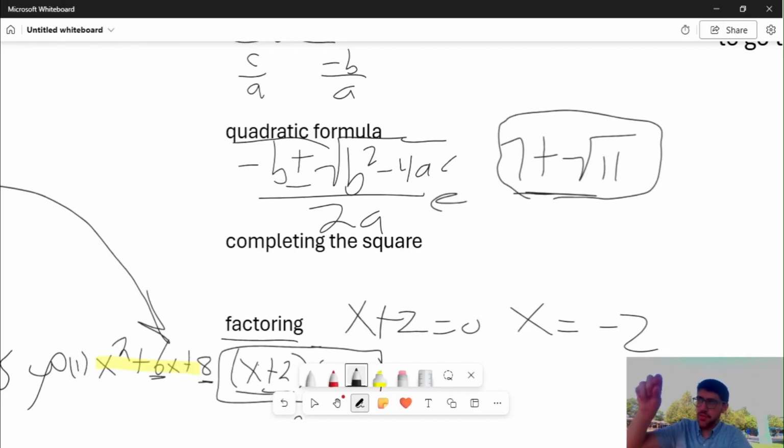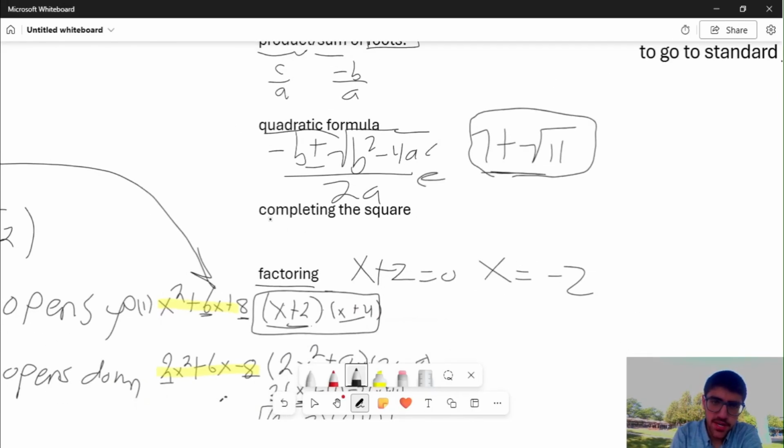Because Desmos on the graph is not going to give you 7 plus square root 11. It's going to give you maybe 10.31 something, and something like that. So based on what you prefer, you get to choose how you want to solve this, and based on that, do you need to know the quadratic formula or do you not?